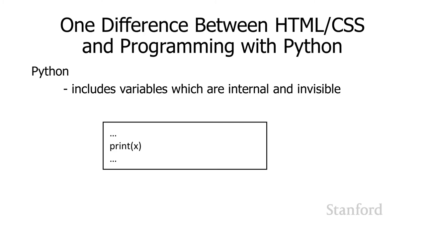So here, let's say I've got this variable X. I don't know what X is doing. It doesn't seem to be working. I'm guessing that X is wrong, but I'm not really sure because I can't actually see it. It's invisible. What I do is I add this print X statement into my code.